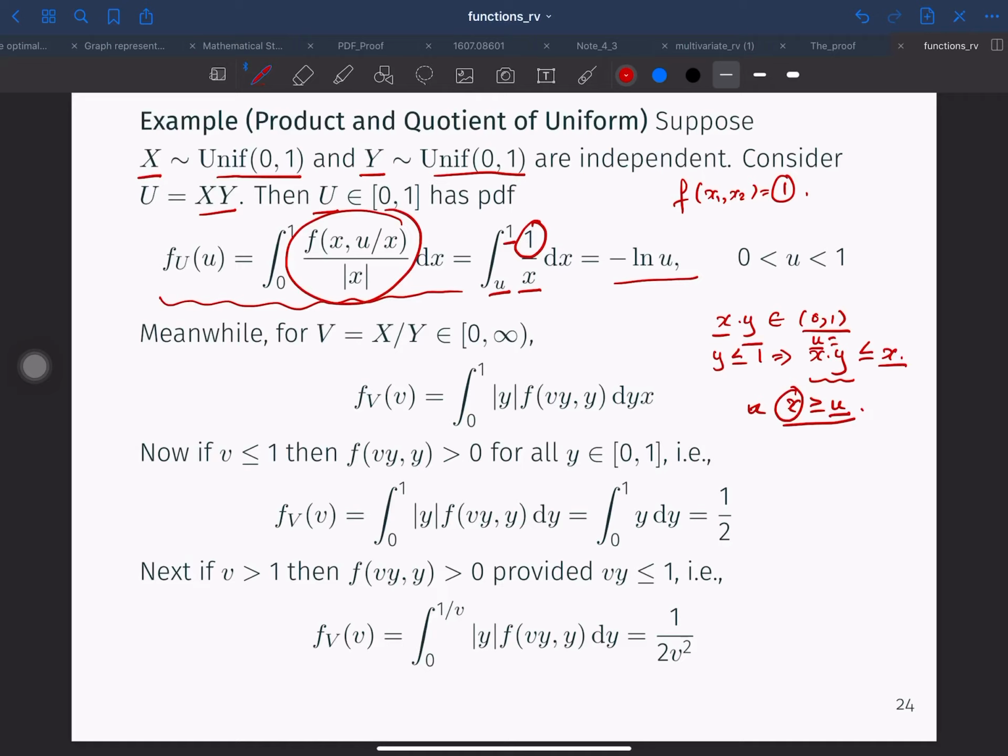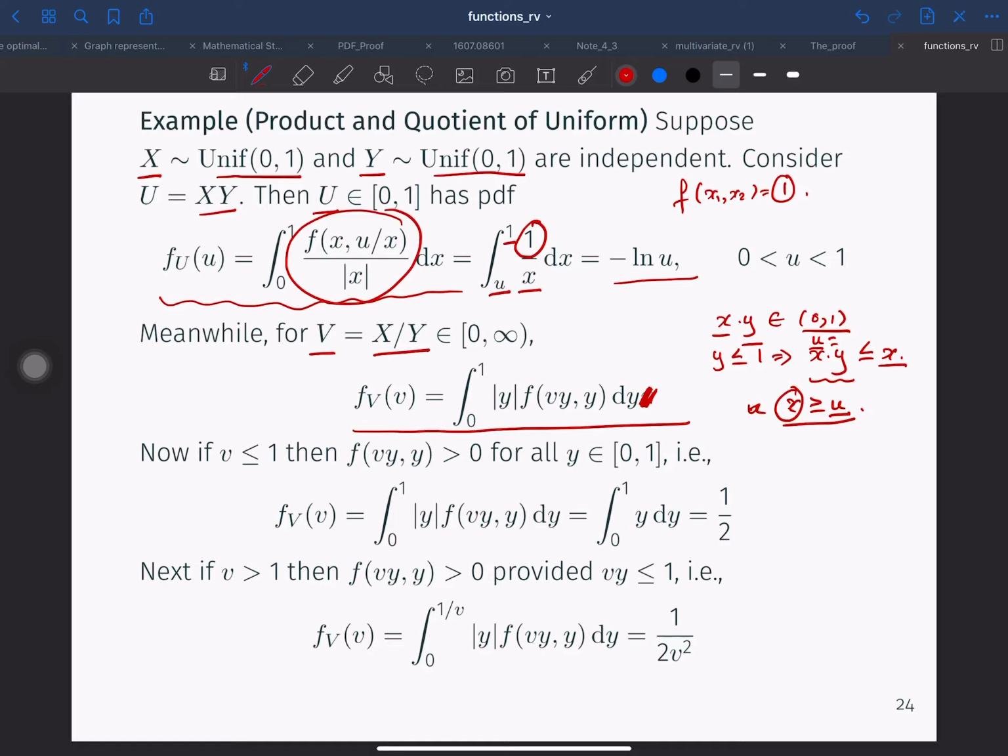So the next thing is, let's consider, for example, the quotient v equal to x divided by y. And so we saw earlier that the formula is given here. And I have so many typos, so I apologize. I will try to fix that. There is no x here. It should only be dy.